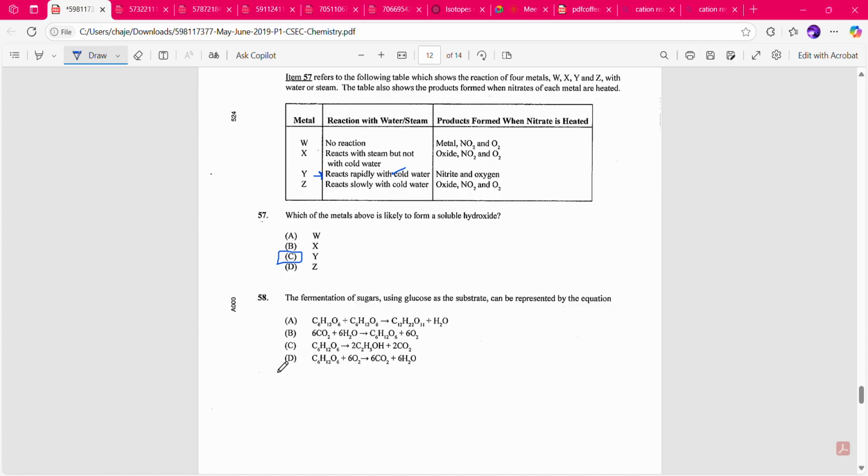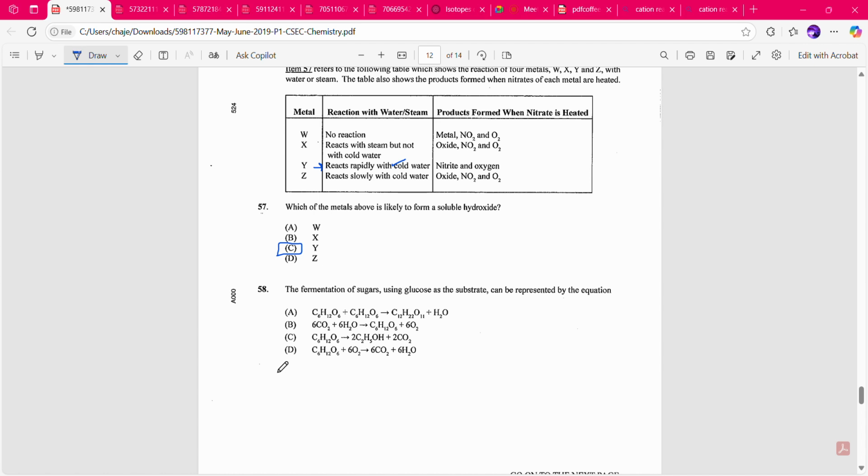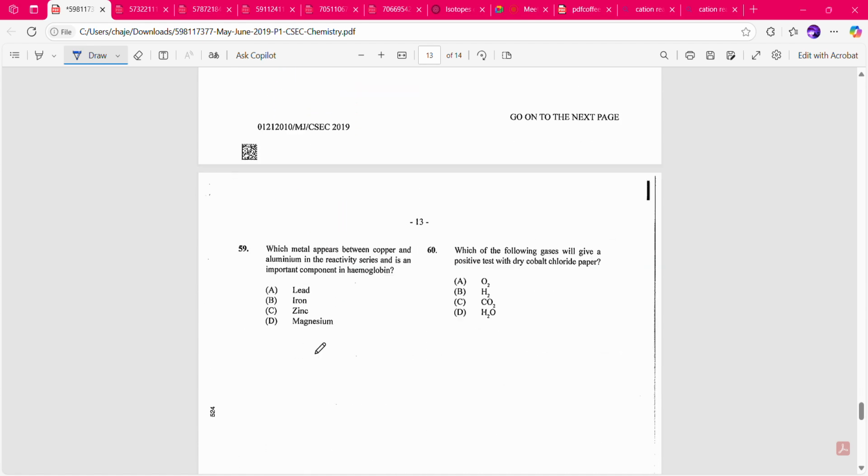58, the fermentation of sugars using glucose as the substrate can be represented by the equation. Glucose is C6H12O6 plus oxygen gives carbon dioxide and water. But I'm not seeing the ethanol. Alright, so C is the correct answer. This is wrong actually, because fermentation is anaerobic. No oxygen is present in fermentation. So 58 is C as in cat.